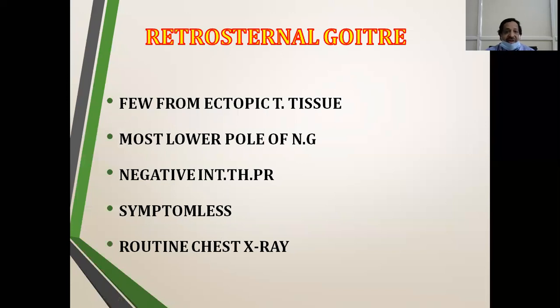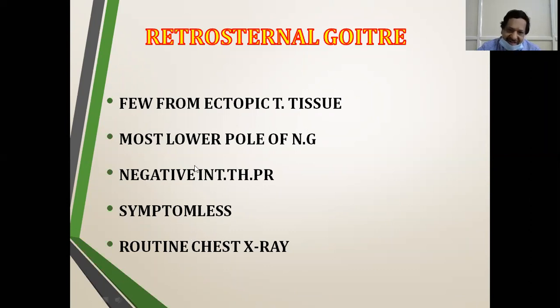Now, retrosternal goiter. This is due to ectopic thyroid tissue. Generally, the normal thyroid, especially this retrosternal goiter, occurs more commonly in men because of their increased negative intrathoracic pressure. It tries to pull down the thyroid into the thoracic inlet. More common in males because of the high intrathoracic pressure. Mostly the lower pole of a nodular goiter may be symptomless or may be found on routine chest X-ray.